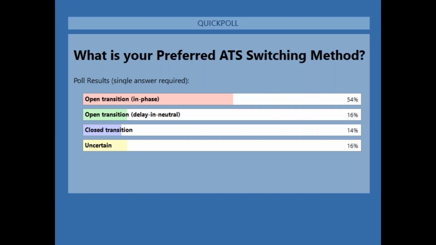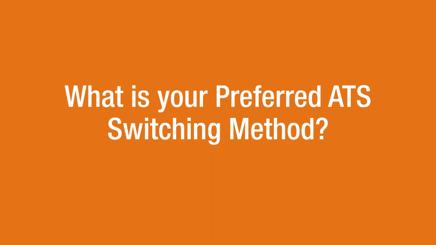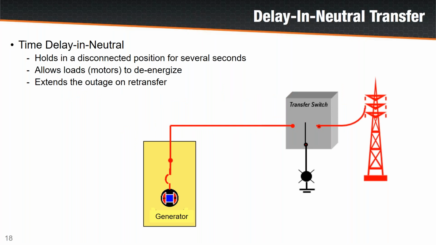All right. And it looks like most of you chose open transition in phase for your preferred ATS switching method. I would agree with that for what I would call general applications, but we're going to discover that there are some applications where delay in neutral may be a better choice. So we're going to explore that option a little bit more.